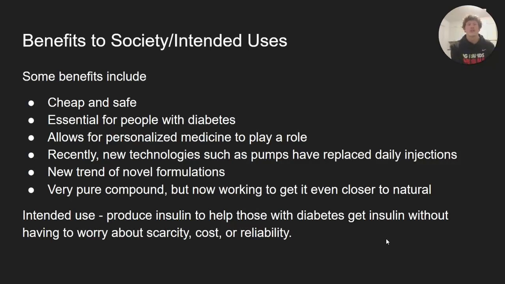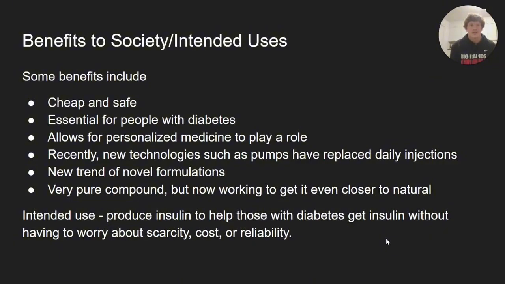New technologies have emerged such as pumps. Recently, scientists have shifted focus to engineering insulin analogs, basically more advanced than normal insulin. Recent advances have focused on ultra-rapid insulin because old insulin used to take longer to work. Now it's more consistent and convenient.